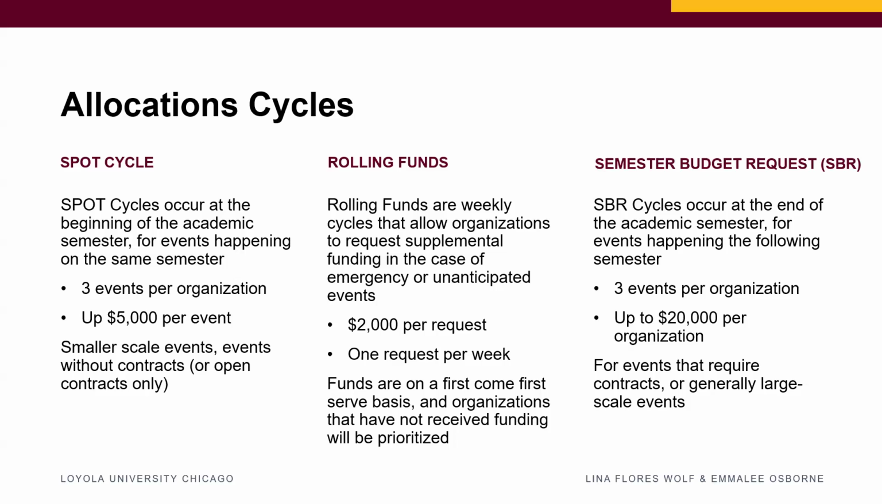And then finally, we have our semester budget request, or SBR. Our SBR cycle occurs at the end of the academic semester, and this is for events happening the following semester. Organizations can request up to 3 events, but they can request up to $20,000 per organization, so there's no event limit. So theoretically, an organization could request an event that's about $1,500, or $15,000.